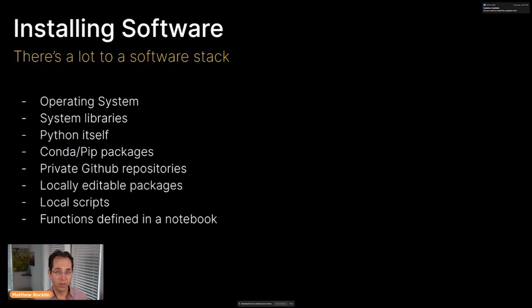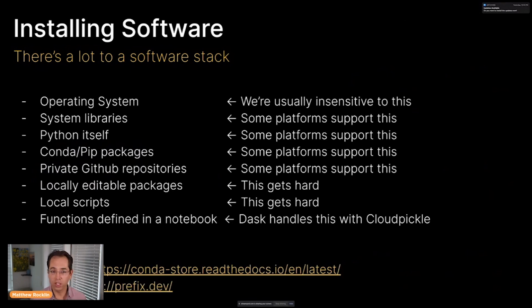This can be a variety of different things that I care about moving. It can be the operating system. Actually, honestly, this doesn't matter that much. I'm using a Mac here and I'm connecting to Linux machines and everything's fine. It can be system libraries. It can be Python itself, right? Do the versions match? If I've got Python 3.11 locally and Python 3.7 remotely, that probably doesn't work very well.